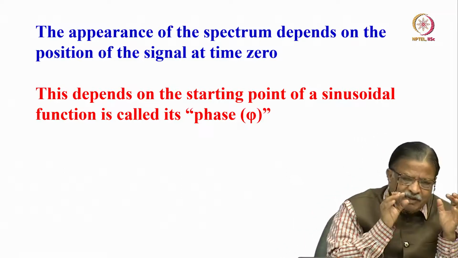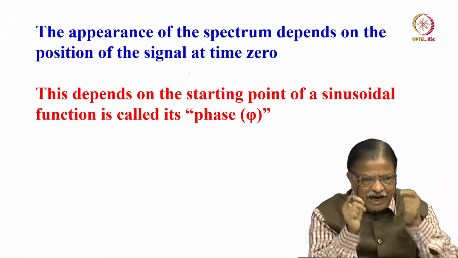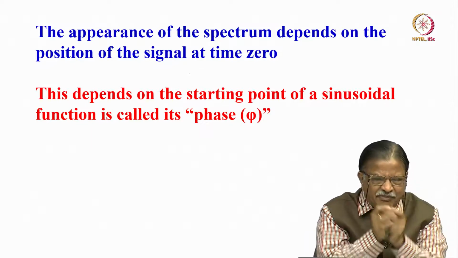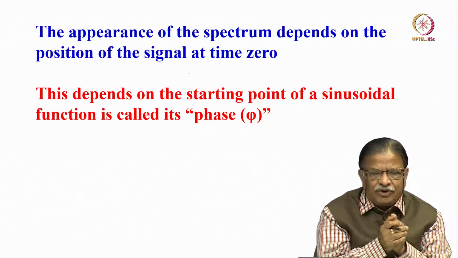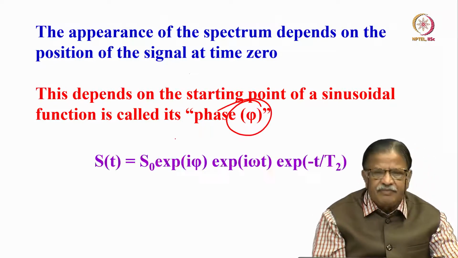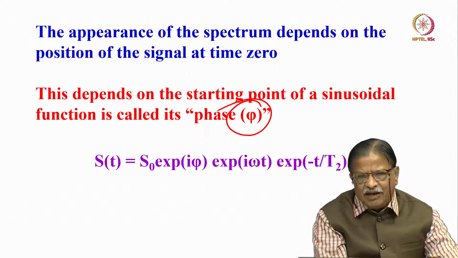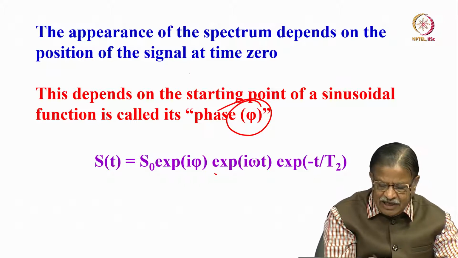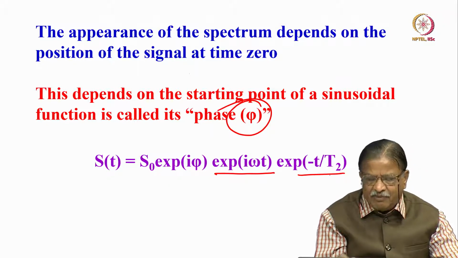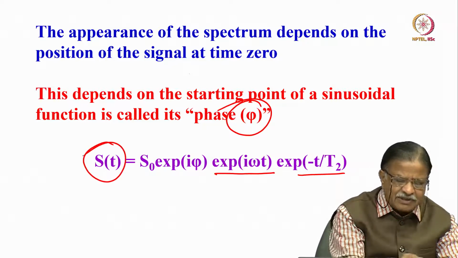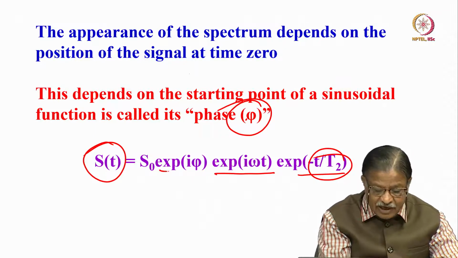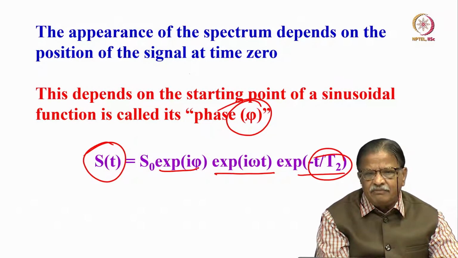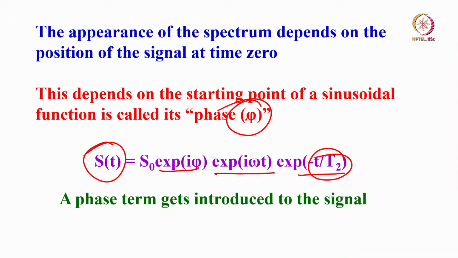See, the appearance of the spectrum depends upon where you collect the signal. At the point time t equal to 0 you have to collect immediately after the pulse. The starting point is not exactly at t equal to 0, you have a phase error called phi. Okay. So now I can incorporate this phase error like this. This was the exponential i omega t, multiplied by exponential minus t by T2 that I wrote earlier. It is a time domain signal. This is decaying because of this. But now there is a phase error which I can also incorporate like this, exponential i phi multiplied by this function. So a phase term gets introduced into the signal because there is a delay in the acquisition of the signal.